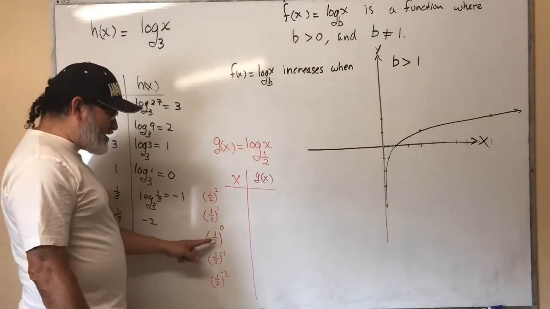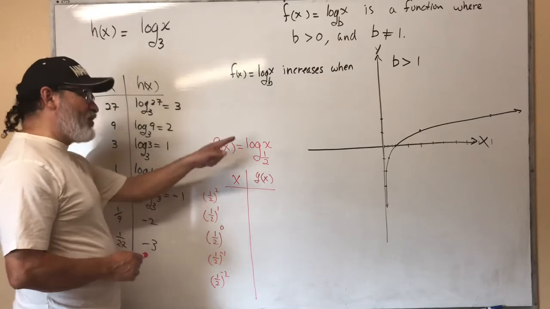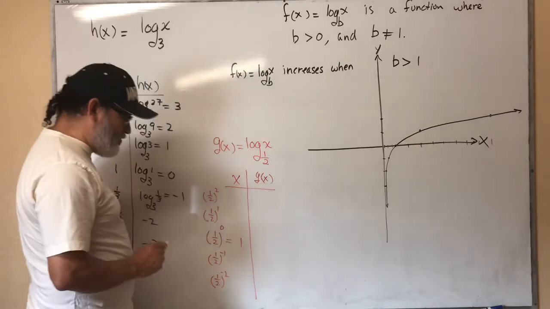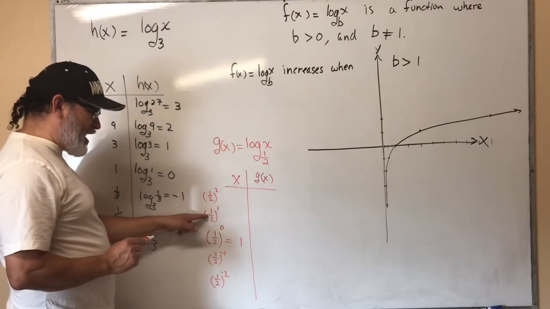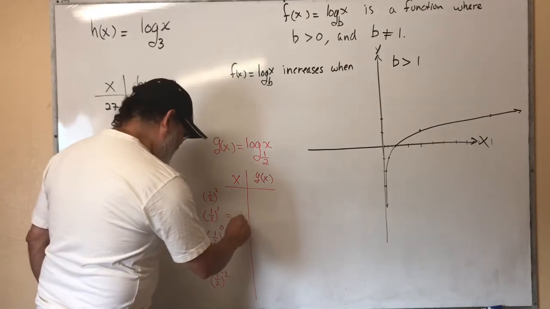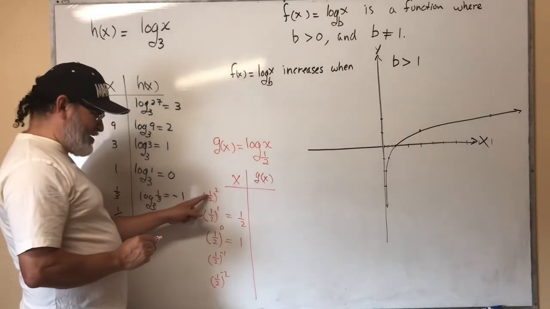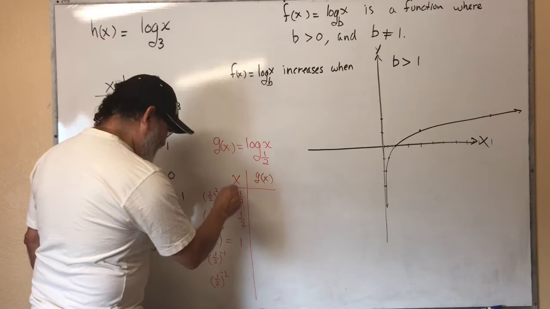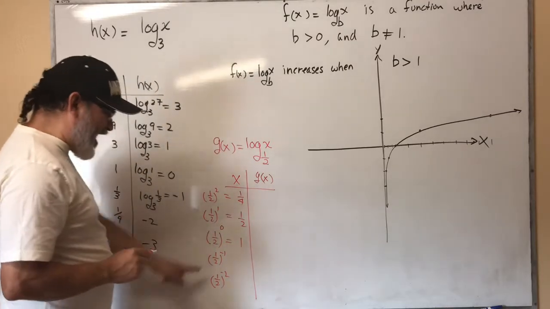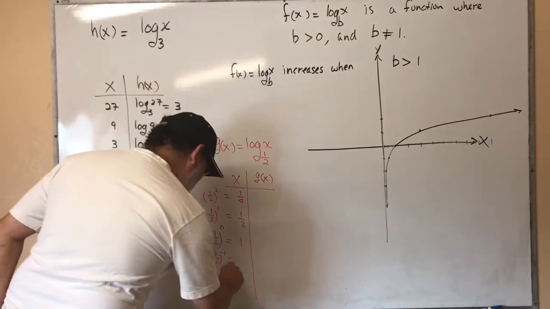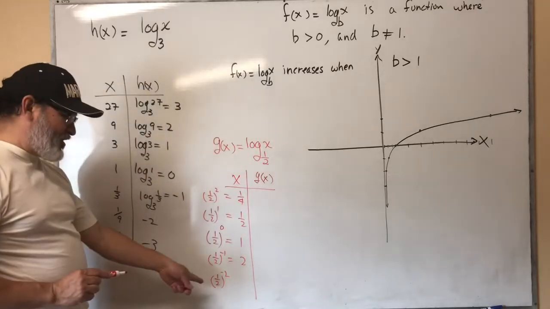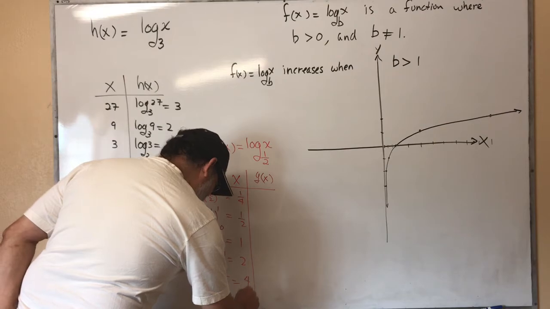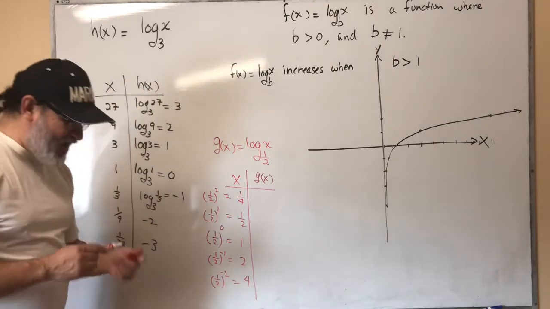What is base half to the 0? Look, this is 1. That's a smart value. What's base half to the first? This is half. Half to the second? 1/4. These are smart values. How about half to the -1? 2. Half to the -2? Is it 4? These are smart values.